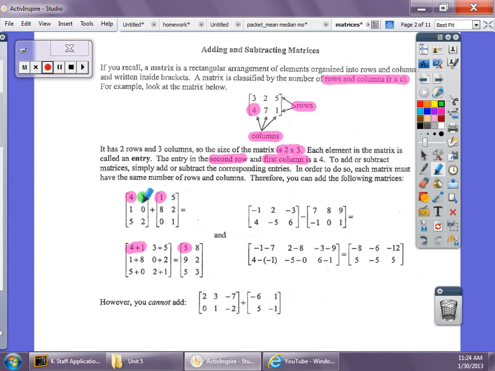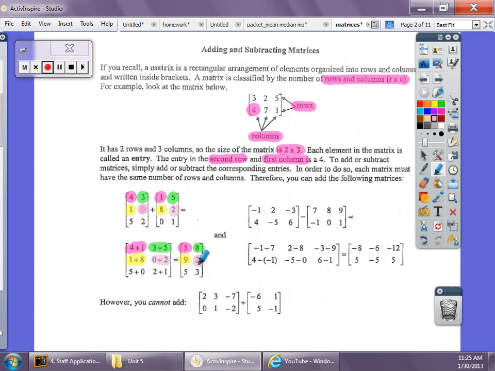And then you do the same thing. So 3 is in row 1, column 2, and 5 is in row 1, column 2. So 3 plus 5 is 8. And so 1 is in row 2, column 1, and 8 is in row 2, column 1. So 1 plus 8, and so on and so forth. So we would just add whatever is in the same row and same column with each other to get our matrices.